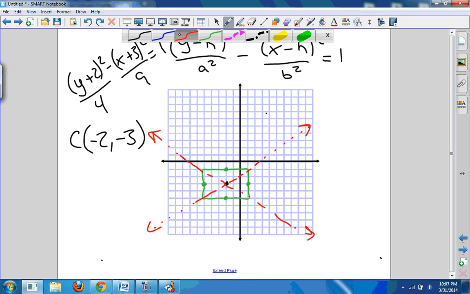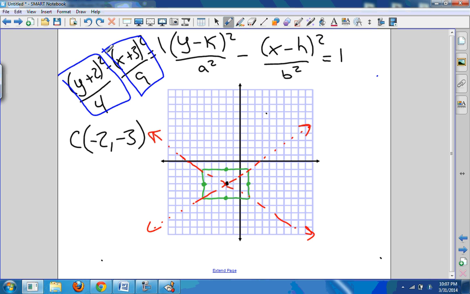Now if I draw my hyperbola, since we have this y value first, and then it's minus the x value, that means it's going to be a vertical hyperbola. So it's going to look something like this. It's going up, and it's never quite going to get to that asymptote, right? It's doing the same thing down here, and the same thing over here. The asymptote's pulling it closer and closer and closer, but it's never actually going to touch it.